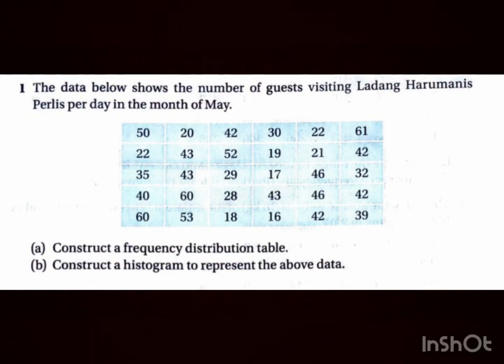This is one of the questions that usually comes out in the final exam from chapter 2 of the statistics subject. Let's take a look at it. As you can see, the question will give you some data of numbers for us to answer the question. Let's study the question. The first one is they want us to construct a frequency distribution table. And the second one is they want us to construct a histogram to represent the data above.